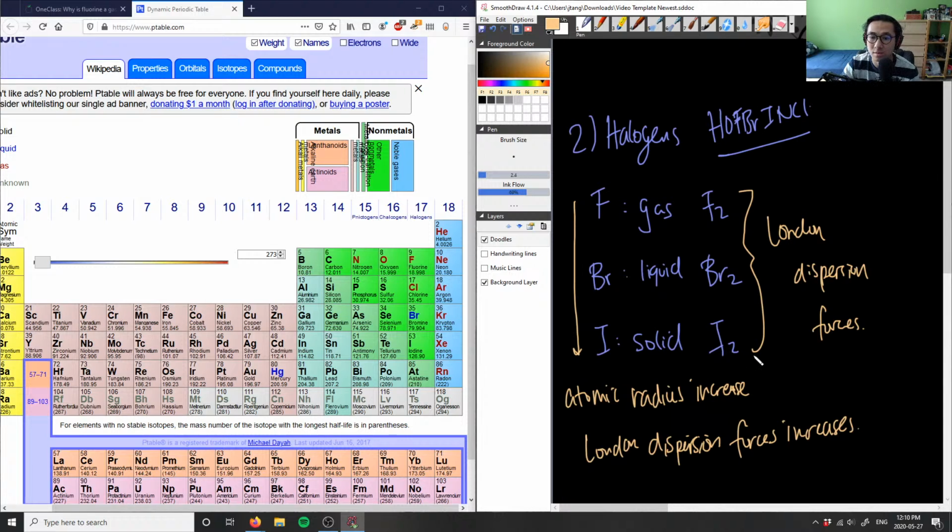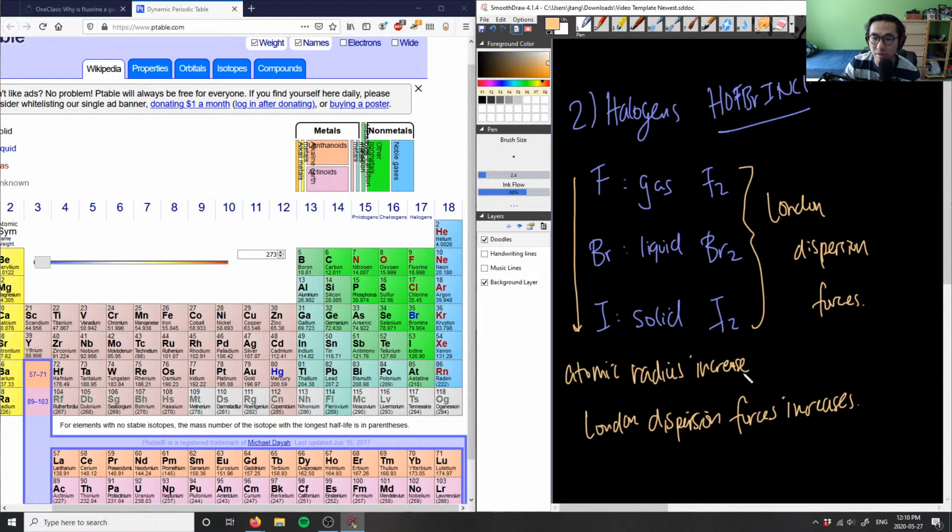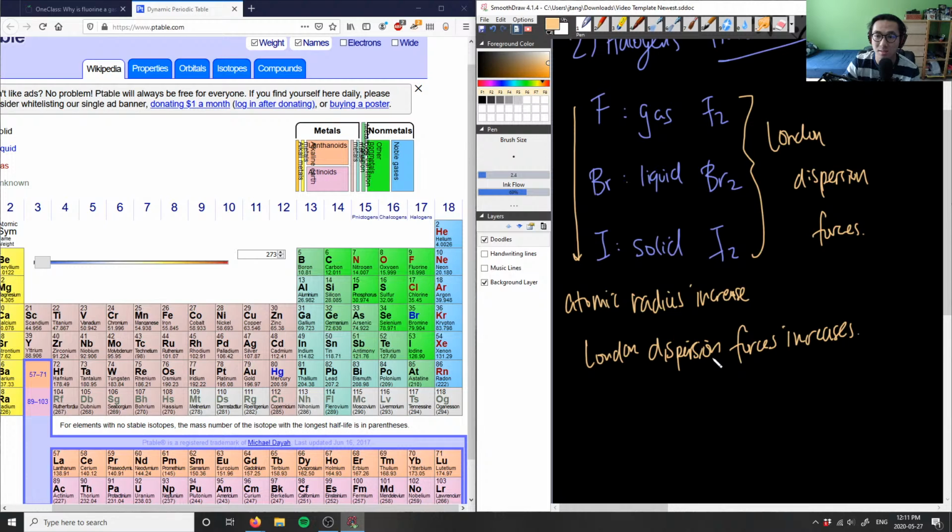So given those two things, when we talk about the states of matter, if the London dispersion forces are increasing, that means these molecules are going to stick more together at the same, constant temperature. Because the London dispersion forces are stronger as we go down the periodic table, the molecules are more tightly bound together. So therefore, it's in a solid form.